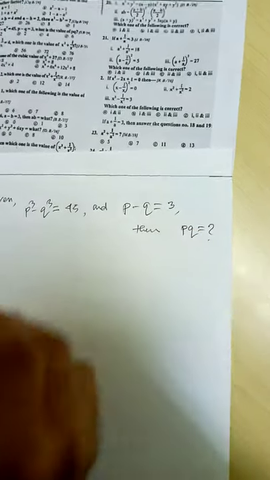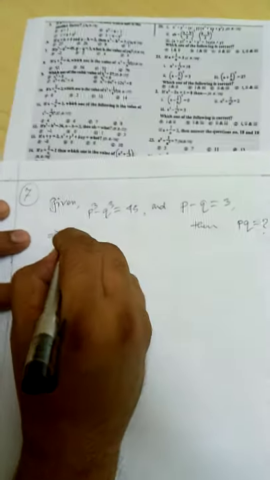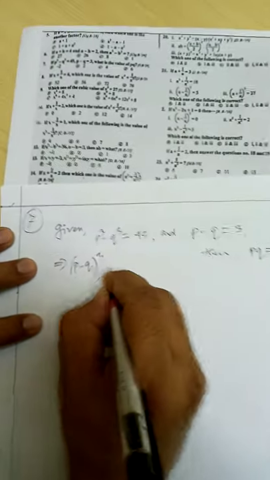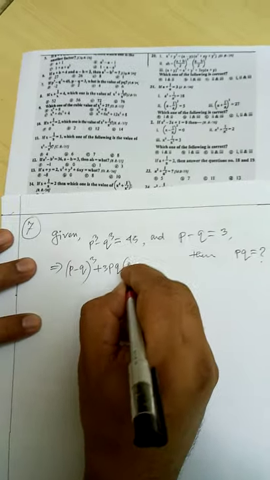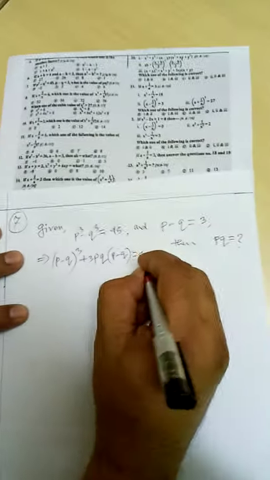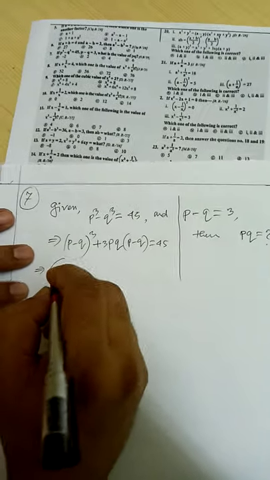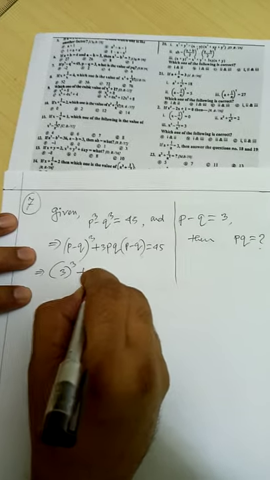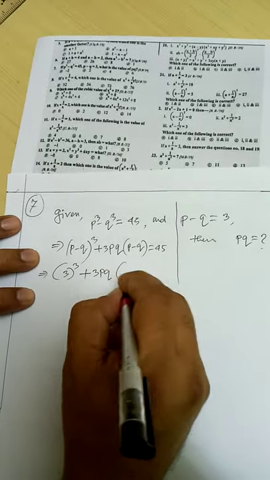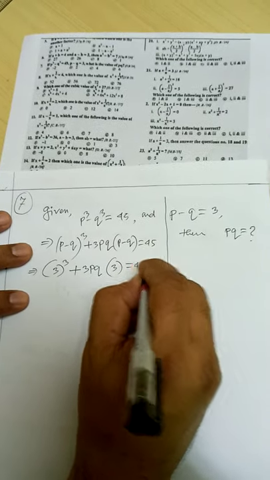What is the value of PQ equal to what? So we can start from here. P minus Q whole cube plus 3PQ into P minus Q equal to 45. We can write the given value of P minus Q as 3, and 3PQ is what we want to find out.